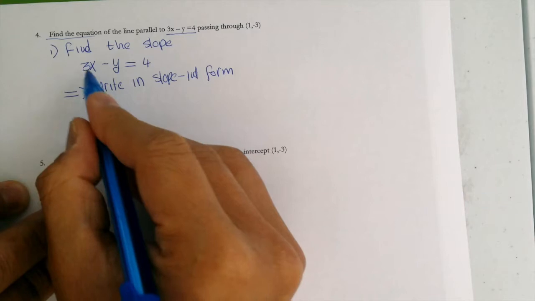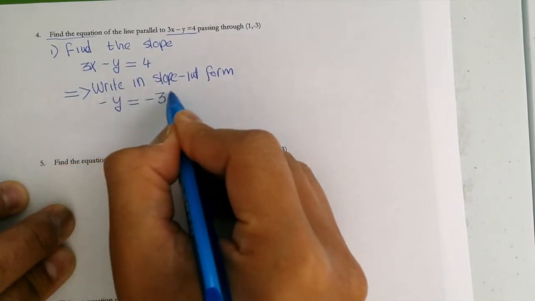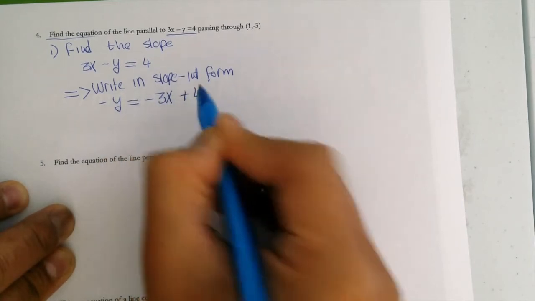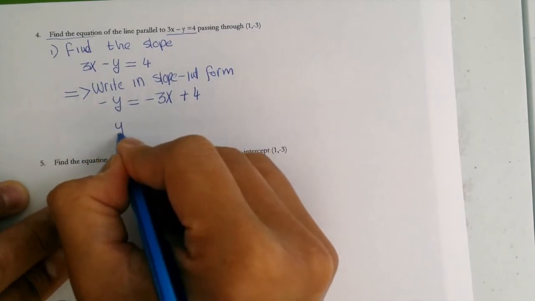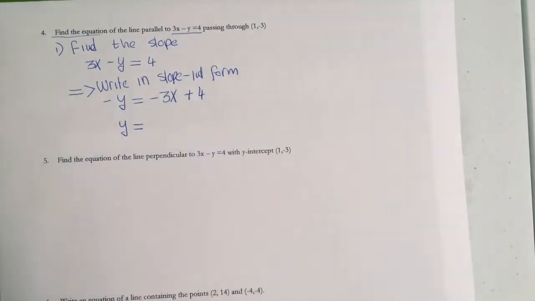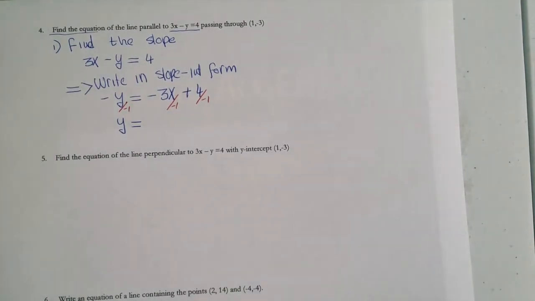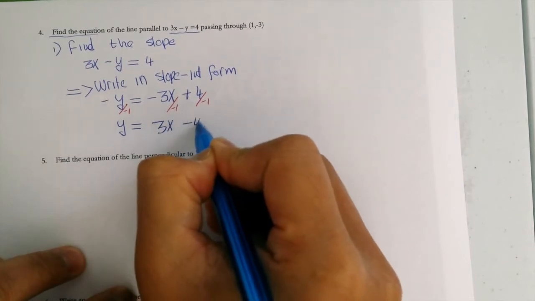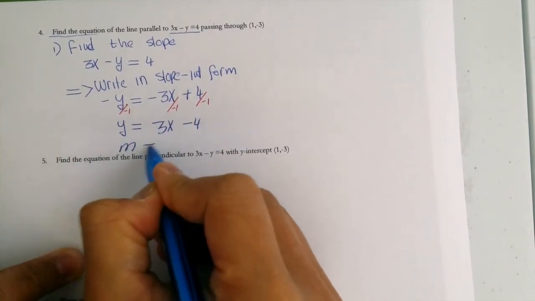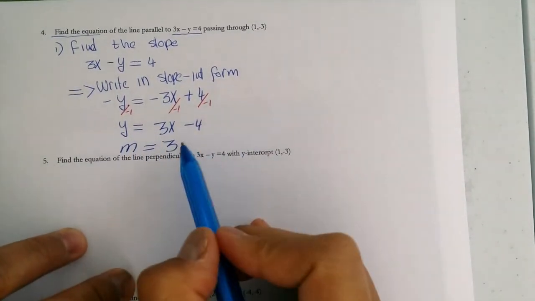So if I solve for y, I have to subtract 3x from both sides, and if I subtract the 3x from both sides, then this is what I'm going to get. And then I have to divide both sides by -1. When you divide both sides by -1, you have to divide everything by -1. This becomes 3x minus 4. So the slope happens to be 3 because the slope is the number in front of x. I have found the slope.